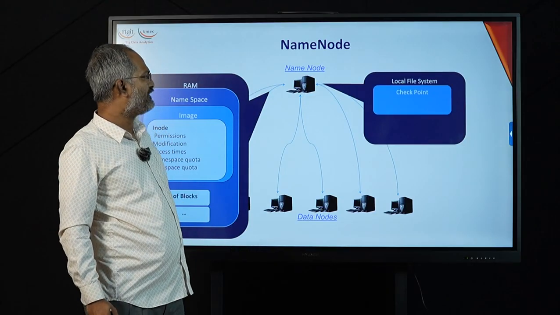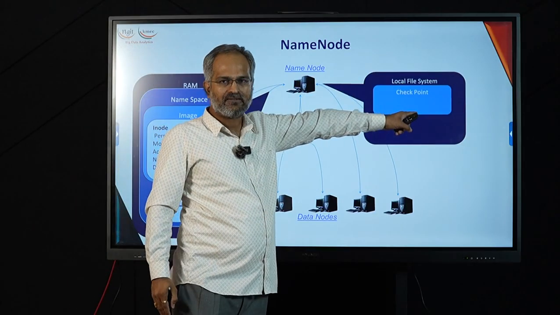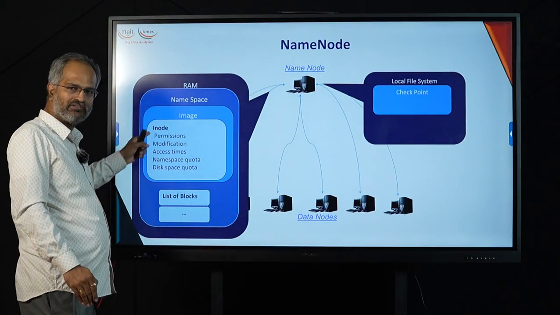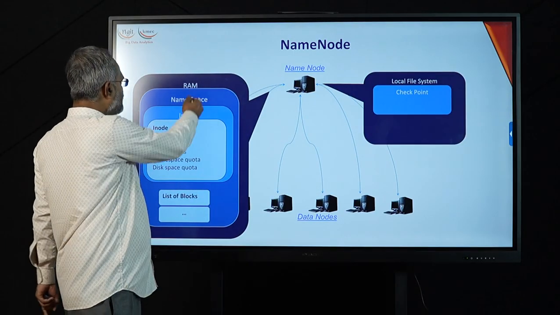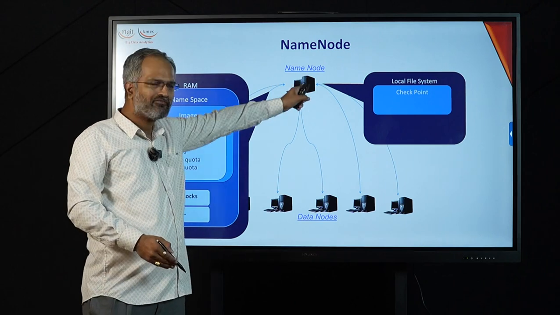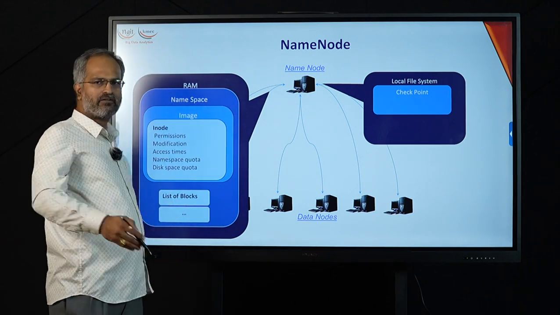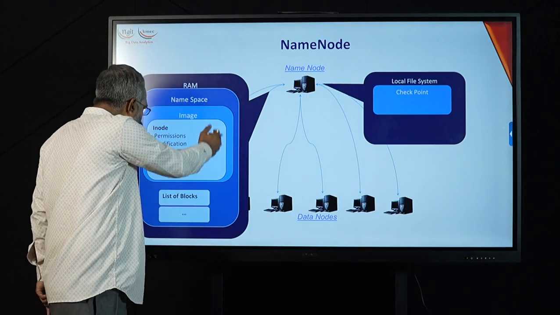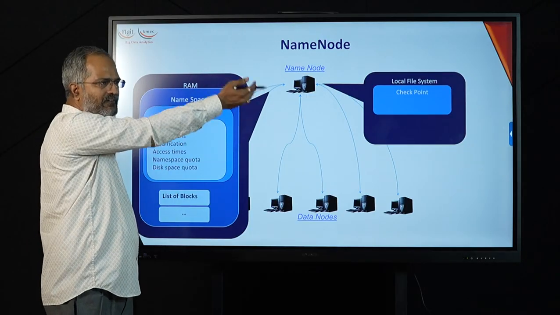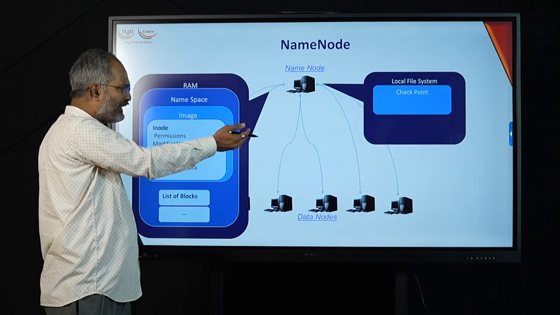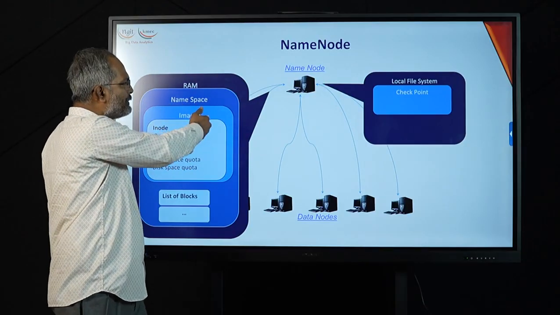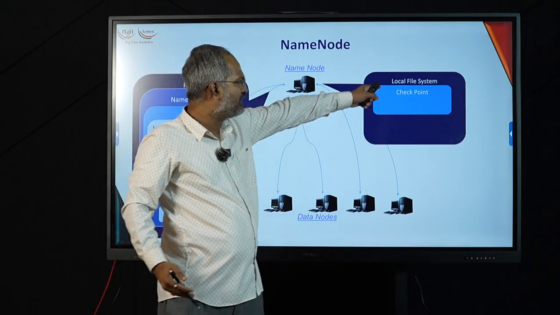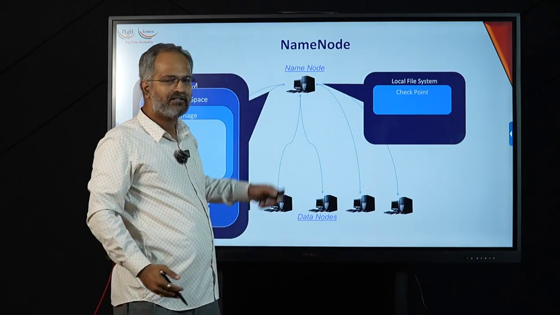In the local file system, it will maintain the checkpoint. What is the checkpoint? That is the persistent state of the image. Here, this is the RAM. Whenever you switch off the machine, the RAM will be cleared. You will not have anything. So because of that reason, we have to maintain this image in the persistent state, in permanent storage. So the image can be stored in the form of the checkpoint in the persistent state in the local file system of the NameNode.